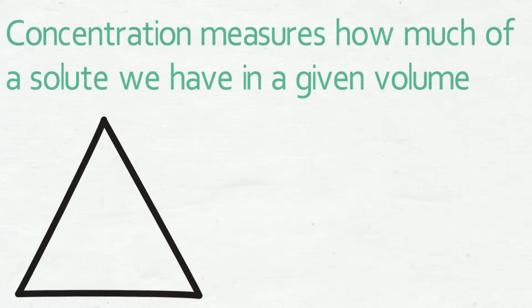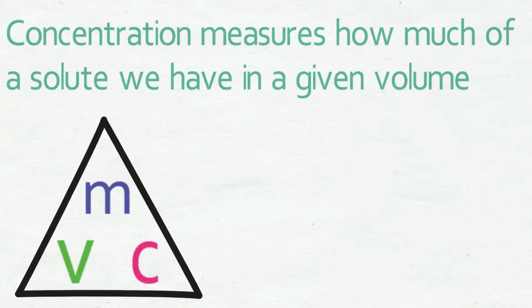At the top of the formula triangle we have mass, and mass is measured in grams. At the bottom of the formula triangle we have volume and concentration. Volume is measured in decimeters cubed, and concentration is measured in grams per decimeter cubed.